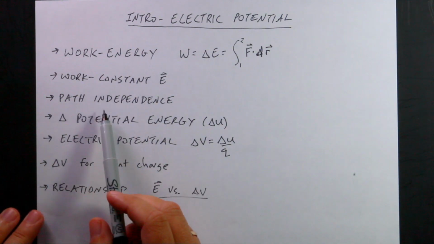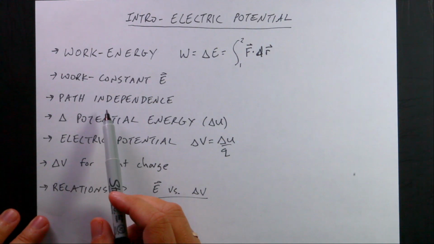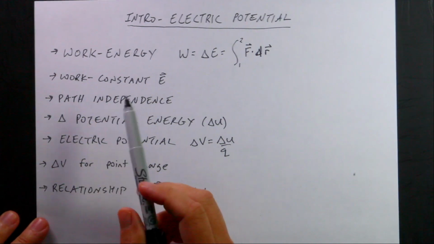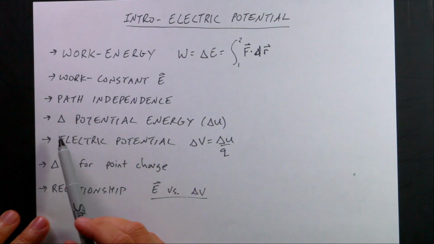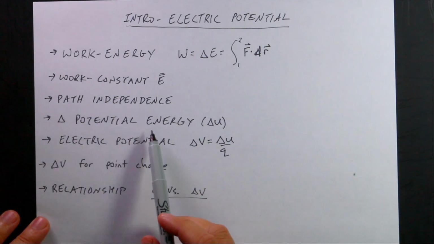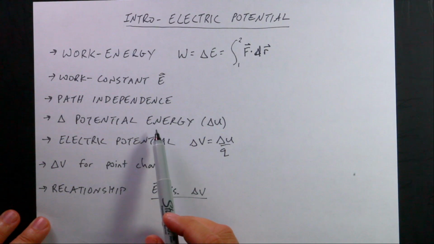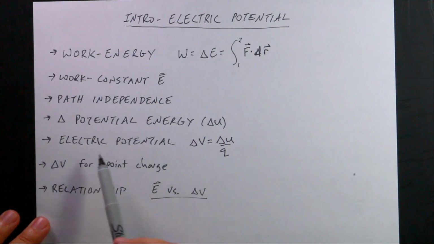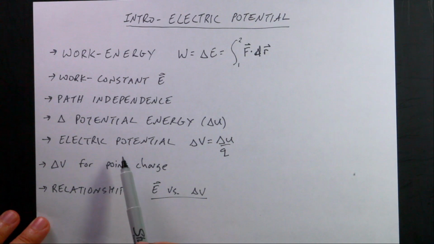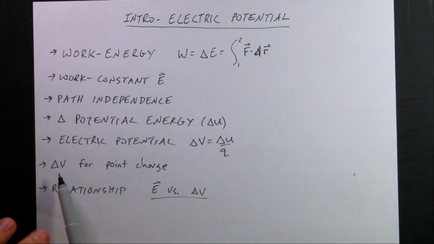After that, I'm going to show you that actually the path doesn't matter when you're calculating the work in a constant electric field, and it turns out for any electric field. Then I will define the change in potential energy, the electric potential energy, for that constant electric field. Then I will define the electric potential, not to be confused with potential energy. And then we will calculate the change in potential for a point charge. And finally, I will go over the relationship between the electric field and the change in potential. Let's get started with an example.